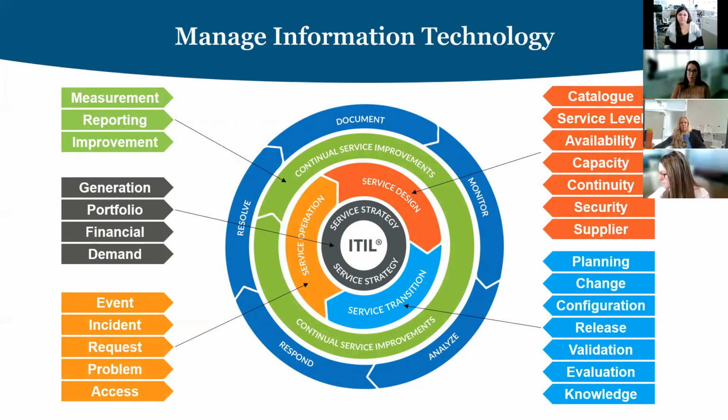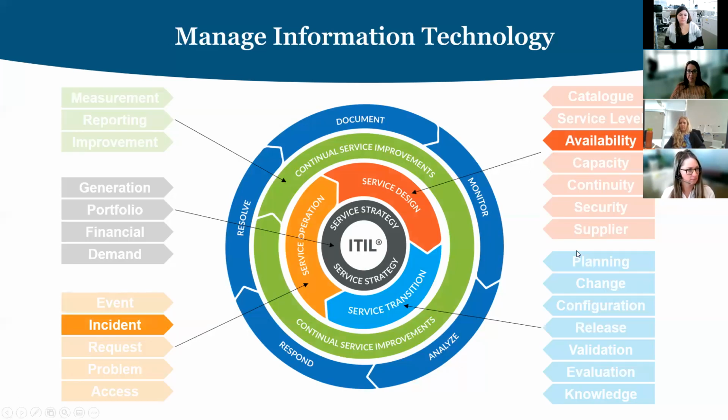repeatable and predictable way. I know this is a bit of an eye chart. This is the ITIL library. I think there's 26 different topics that they recommend that you have processes for. So I'll just pick on two that I think everyone can relate to. The first one is availability management.